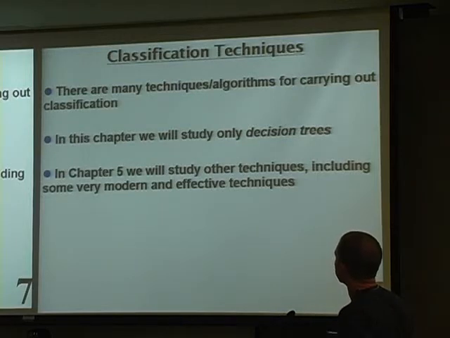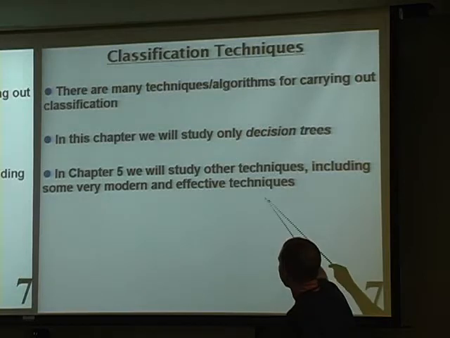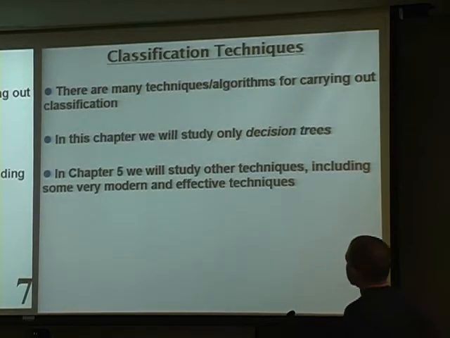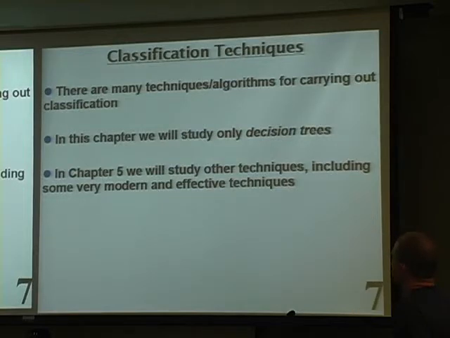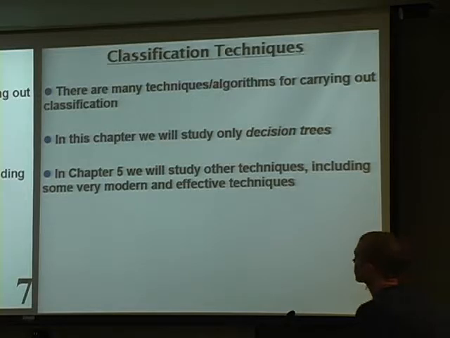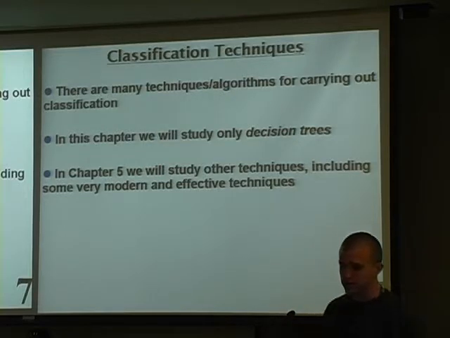So we'll start with decision trees, but then in chapter 5, we'll start to study other techniques that are more modern and effective. And by saying that, it implies that decision trees are neither modern nor effective, and that's true to a large extent. I don't think that they're the favorite algorithm of choice anymore, but in terms of going in chronologically and starting with something simple, we'll start with decision trees, and then we'll extend in chapter 5 to some more modern and effective techniques.